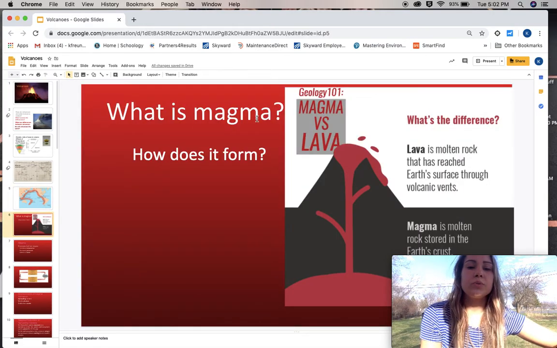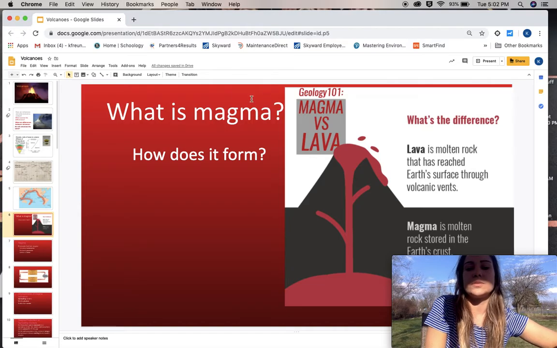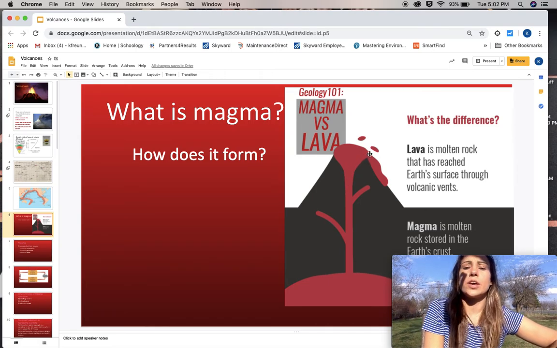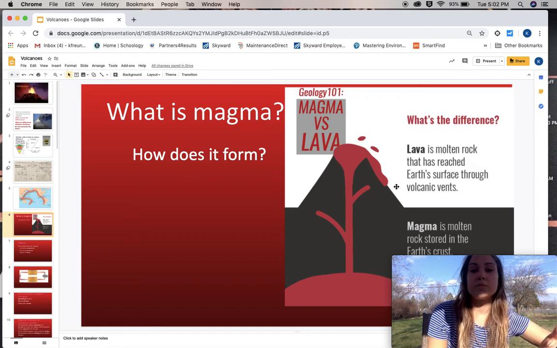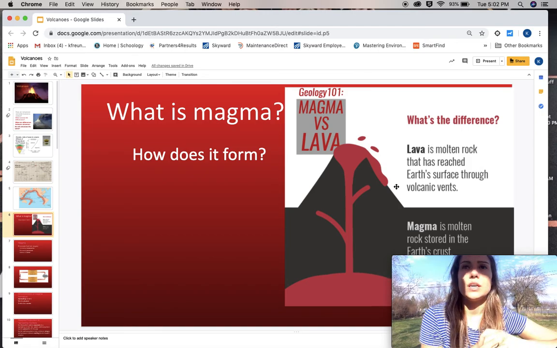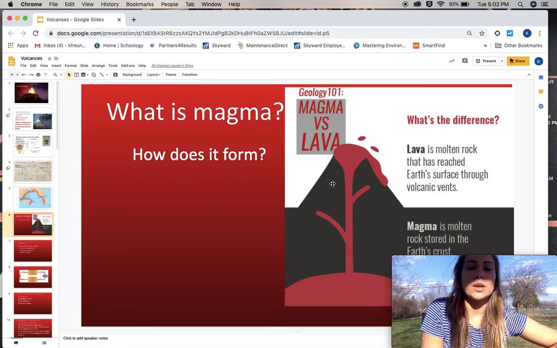So just a real quick recap on the difference between magma and lava. Magma is considered to be inside the earth, so it's the molten rock that's stored in the earth's crust. Once it erupts from a volcano and starts to flow down, that's when we consider it to be lava. The word lava actually means to flow. So that's kind of where that came from.